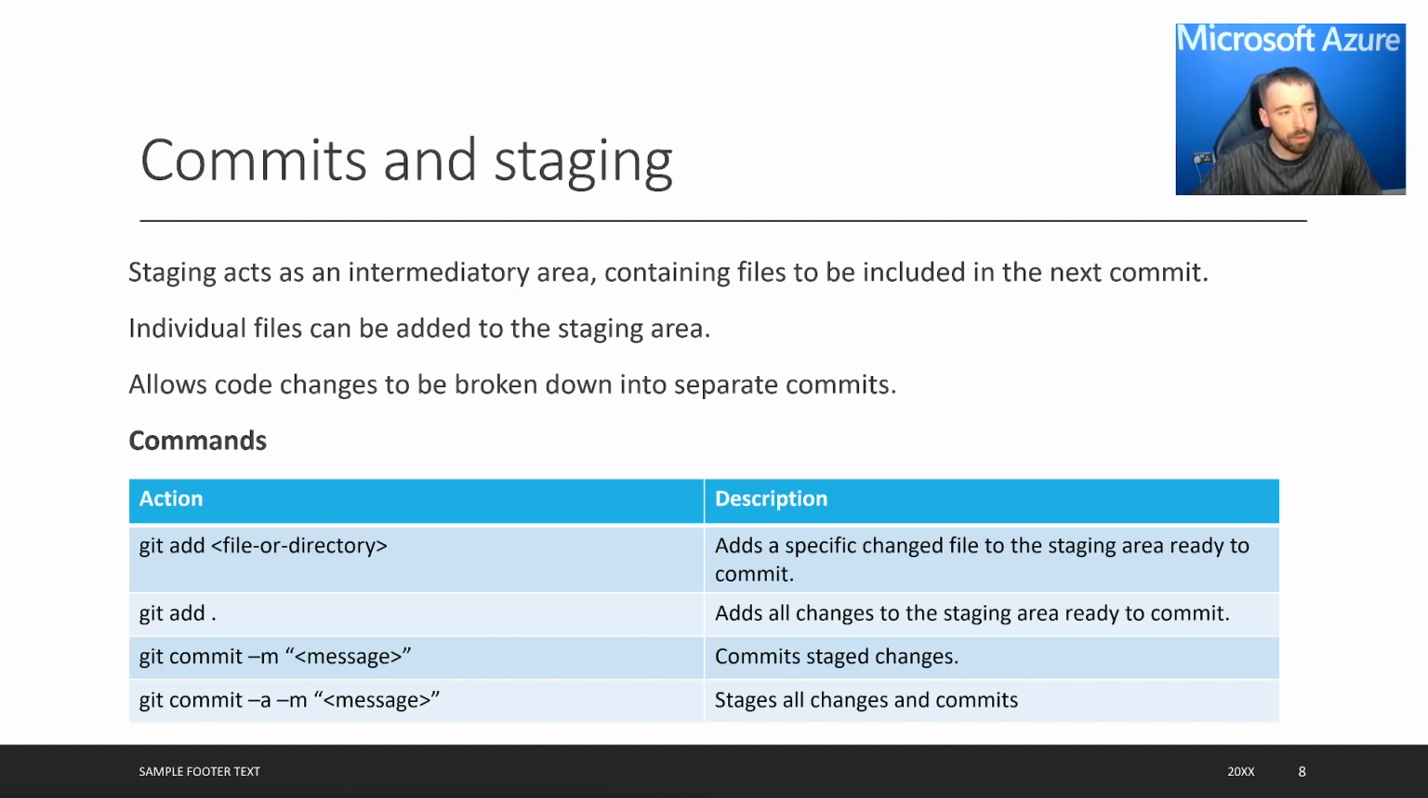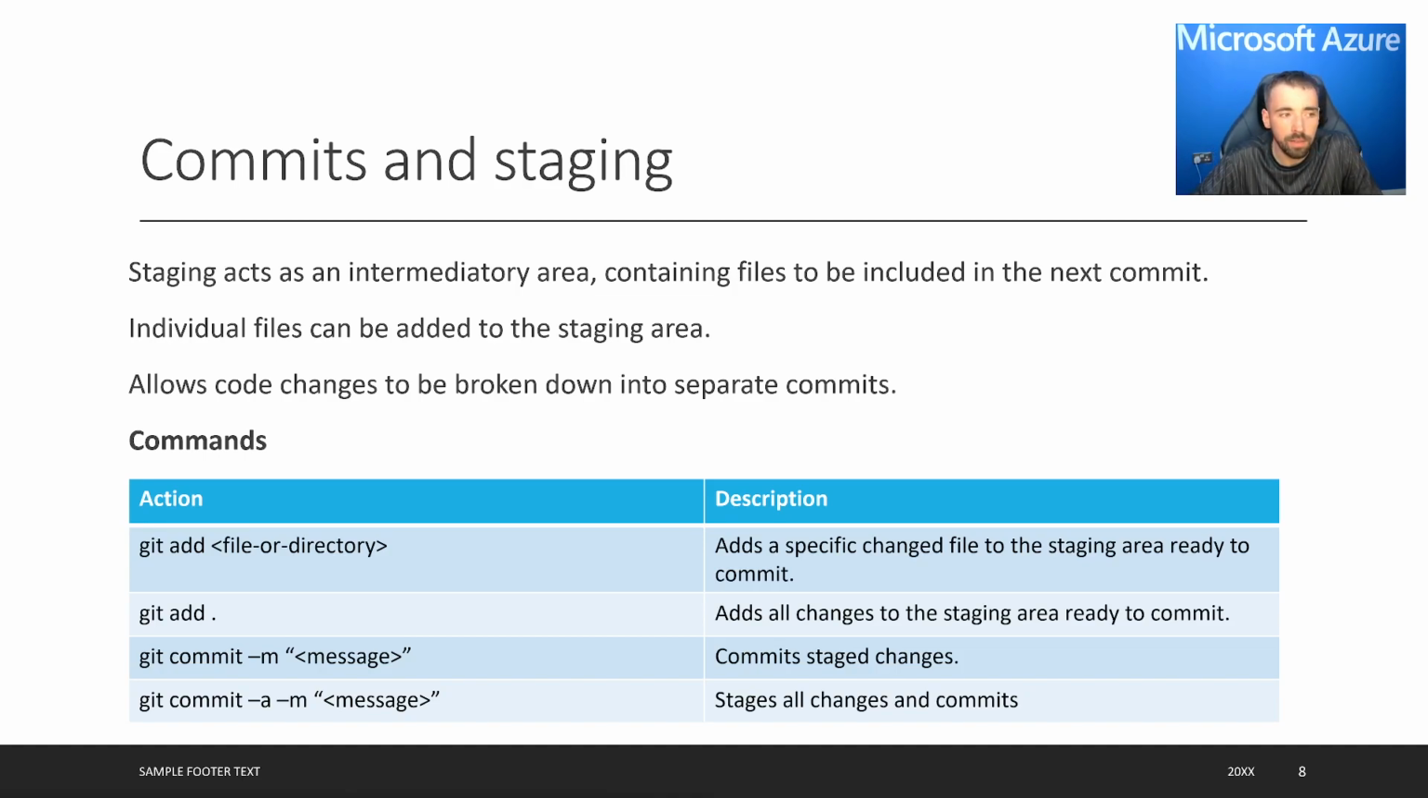So then we've got the commands. So we've got git add file or directory, and this adds individual files or directories into the staging area ready for a commit. We then got git add dot, and that is an alternative to the first command. It just adds all changes into the staging area ready for the commit.